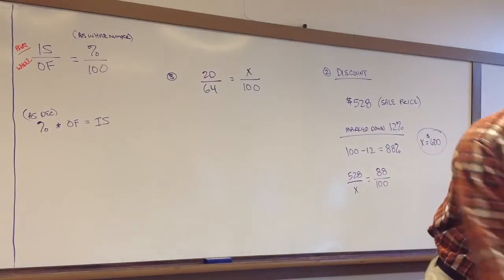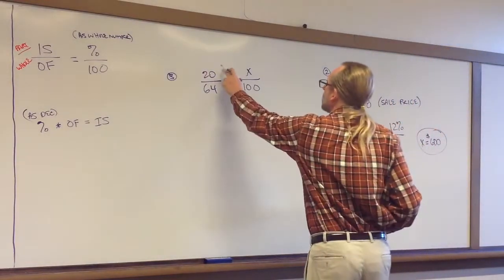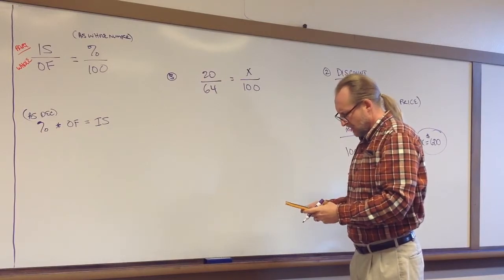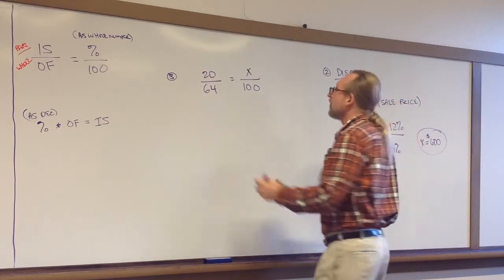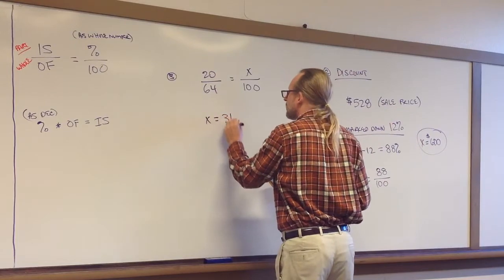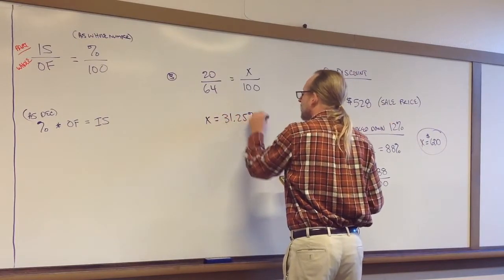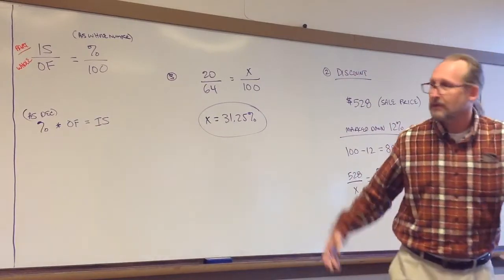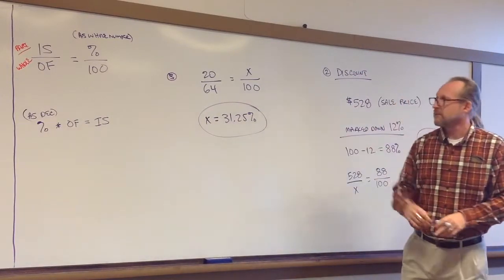Okay? All right, so now that we've got that set up, we're going to go 20 times 100, and then divide that by 64, and x is 31.25%. And really, unless the problem asks you to round off a number, you really shouldn't. You should just leave it the way that it is.